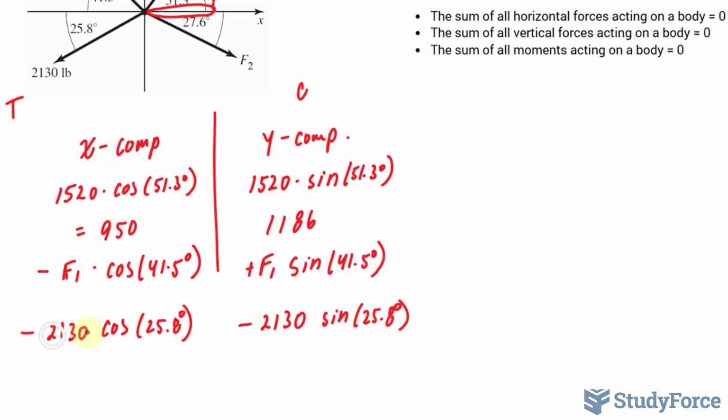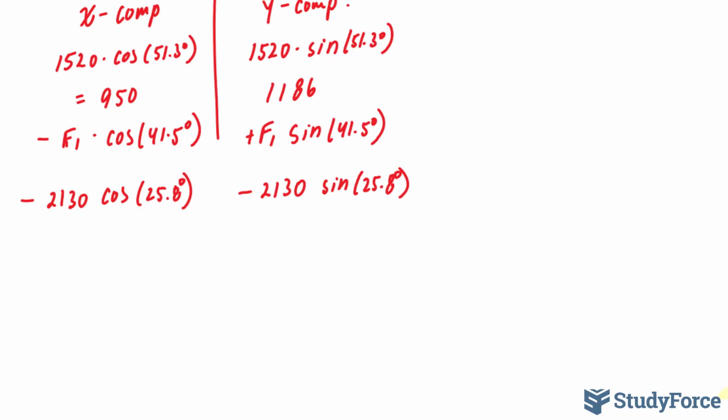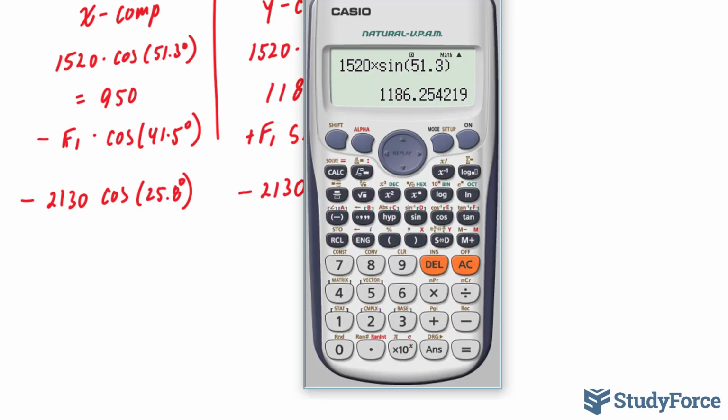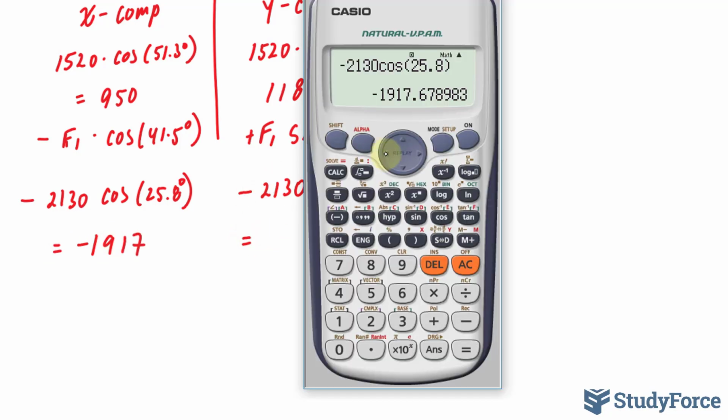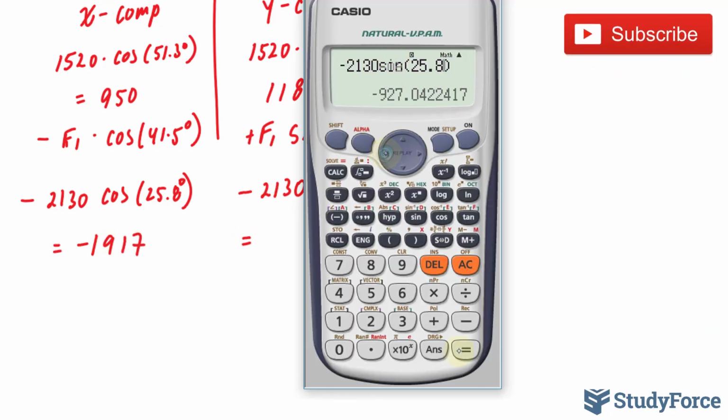I'm going to go ahead and find out what these numbers are by substituting them into my calculator. Negative 2130 cosine of 25.8. Make sure your calculator's in degrees. We end up with negative 1,917. And this evaluates to, I'm going to change this to sine, we get negative 927.